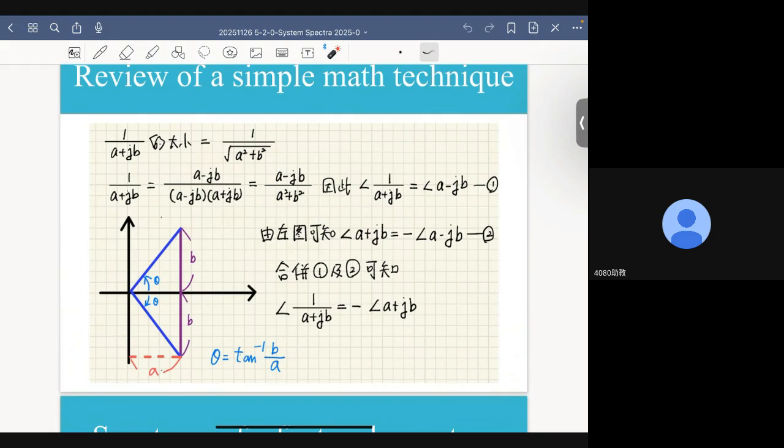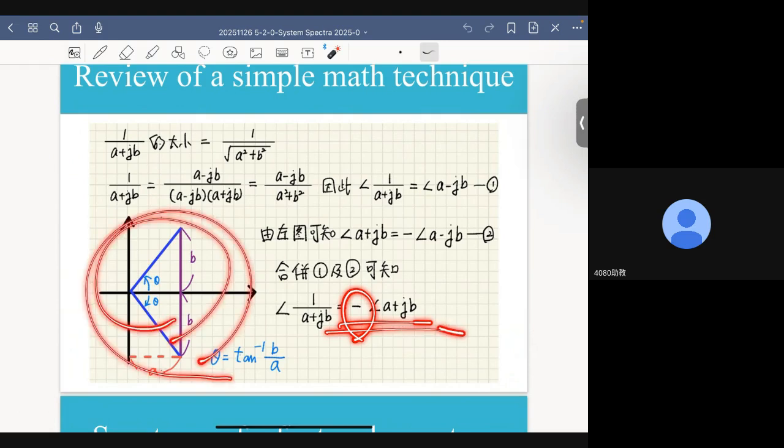So whenever you see a representation like this, where you have a complex number in which the numerator is a real number and the denominator is a complex number, to determine its magnitude is a piece of cake. To determine its angle is also not difficult. All you need to do is find the angle of the denominator, and then put a minus sign in front of it. Why? Because of this result.